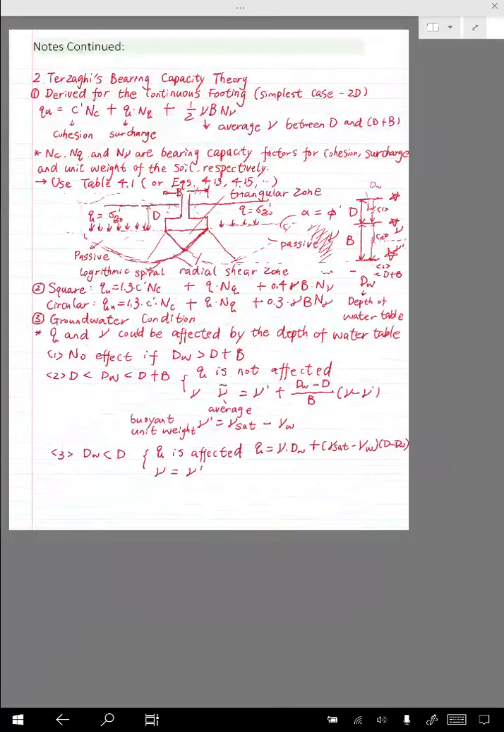So this is how we need to do the bearing capacity analysis when we have different groundwater conditions. We just need to tell which case we have. And then we need to see whether this case, the groundwater will affect the Q and the gamma or not.